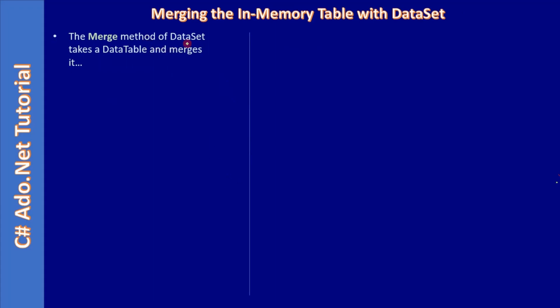So the merge method of DataSet takes a data table and merges it. If you see, we are calling the merge method on the dataset itself, and we are giving the merge method a new incoming data table. So the dataset already has a data table and there is an incoming data table. So both will get merged.